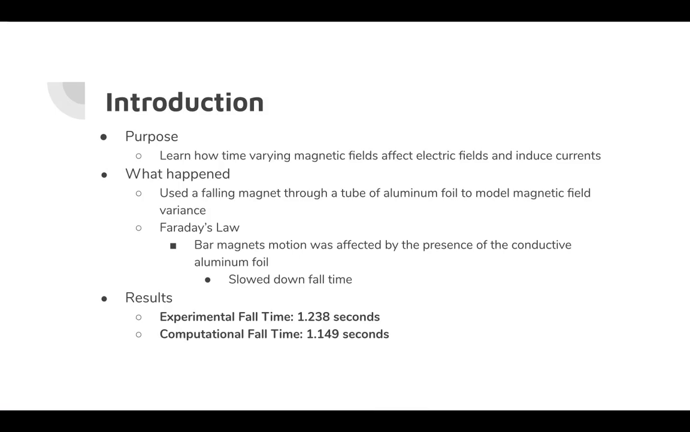So, as an introduction to this lab, the purpose was to learn how time-varying magnetic fields affect electric fields and induce currents. So what we did was that we used a bar magnet and dropped it through an aluminum foil tube to model magnetic fields changing during time, which also modeled Faraday's law because the bar magnet's motion is affected by the presence of the conductive aluminum foil, which therefore slows down the fall time. So my results showed that my experimental fall time was 1.238 seconds, and my computational fall time was 1.149 seconds.